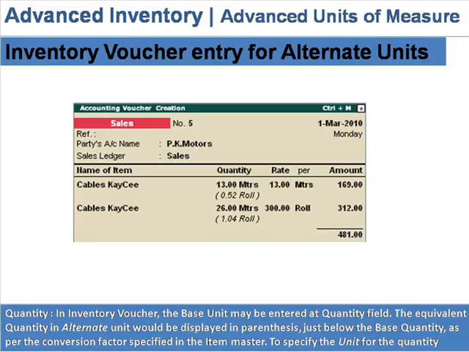The equivalent quantity in alternate unit would be displayed in parentheses just below the base quantity as per the conversion factor specified in the item master.